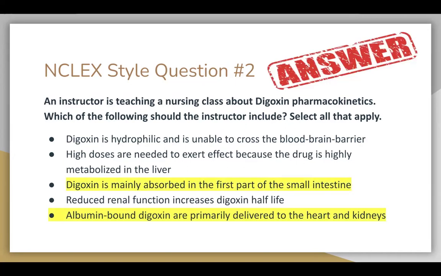And here's the answer: digoxin is mainly absorbed in the first part of the small bowel, or the small intestine. And also albumin-bound digoxin is delivered to the heart and the kidneys.